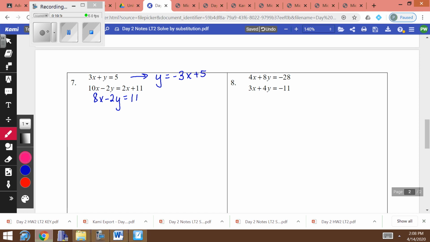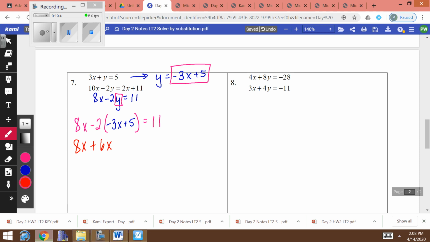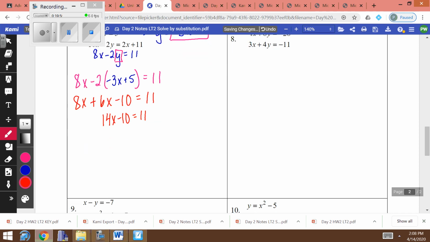So we're going to take this equivalent to y, put it in for the y right here. So we get 8x minus 2y is 11. Again, instead of y, we're going to replace it with that negative 3x plus 5. And then we're going to multiply it out. So we get 8x plus 6x minus 10 is equal to 11. So that gives us 14x minus 10 is equal to 11. 14x is equal to 21. And we're going to divide by 14.